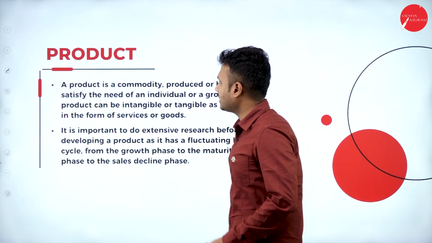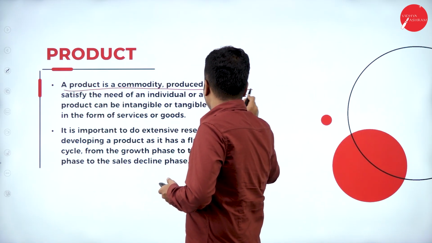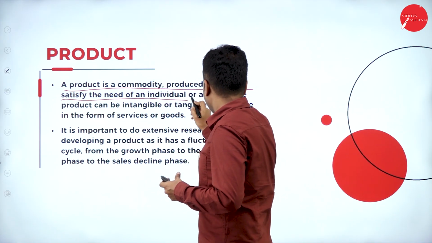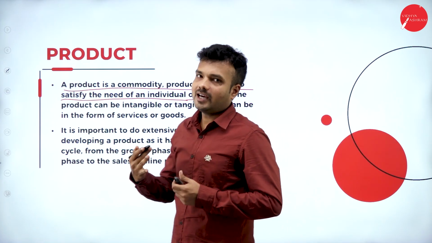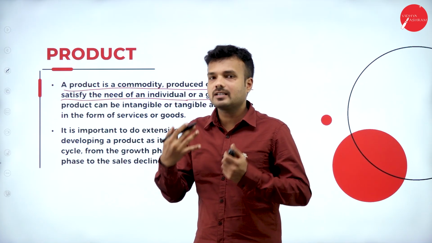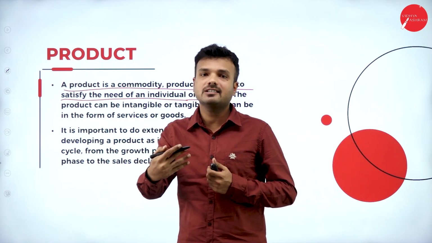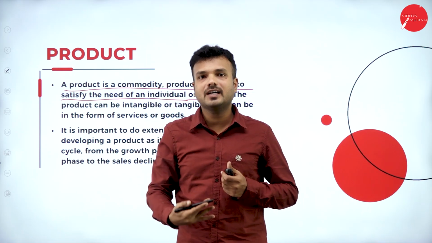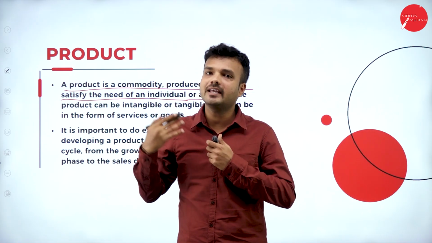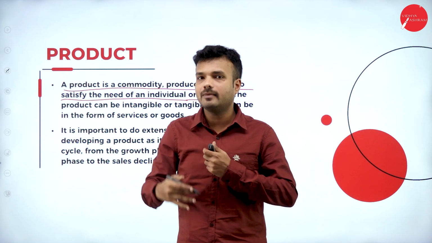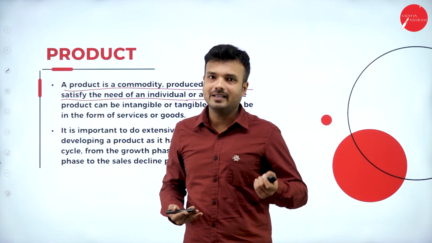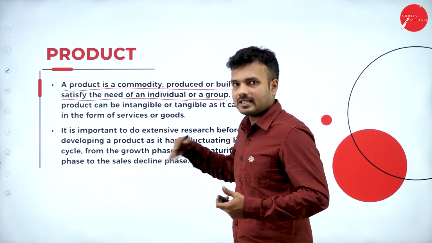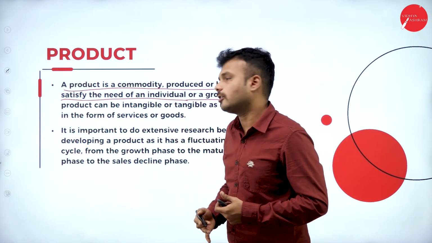So what is this product? A product is a commodity produced or built to satisfy the needs of the individual or the group of people. So why are we supposed to manufacture the product? To satisfy the customers. It is built just to satisfy the needs and wants of the customer. What happens if we keep on manufacturing the product but it is not at all demanded by the customer? It is just a waste of time and money, right? In the same way, whatever product is demanded by the customers, we are supposed to manufacture the same kind of product.